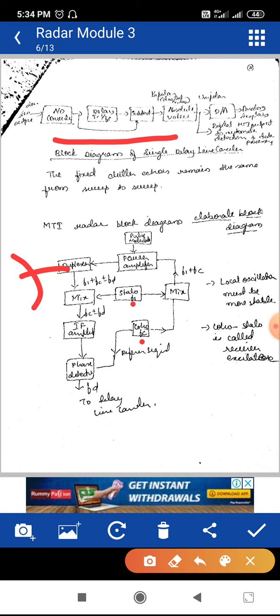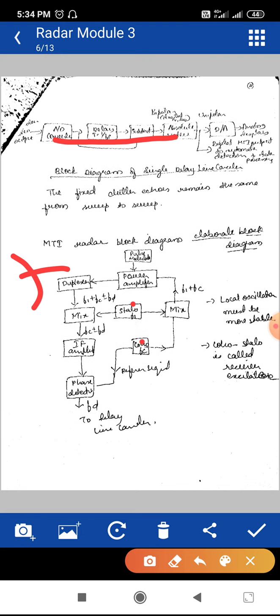Now coming to the power amplifier we use for the MTI radar, it has to be of high stability and capable of high power. So we can use a klystron or a traveling wave tube for the power amplifier. The other amplifiers which are used may not be so stable, therefore we go for the klystron and the traveling wave tube. So this is a brief discussion about the MTI radar block diagram.